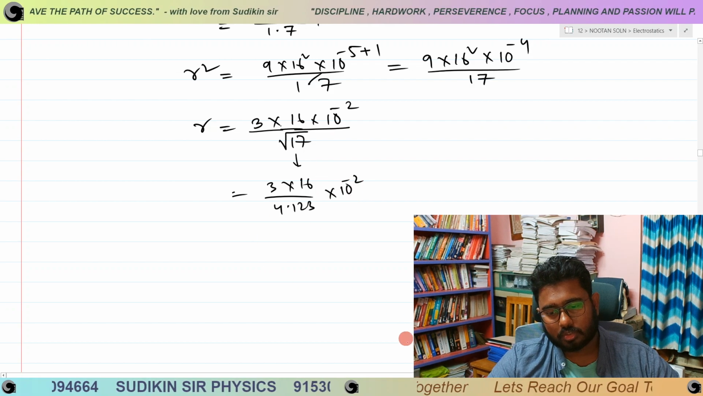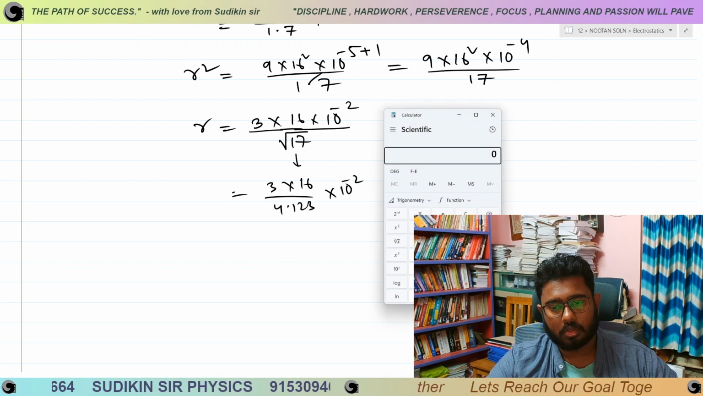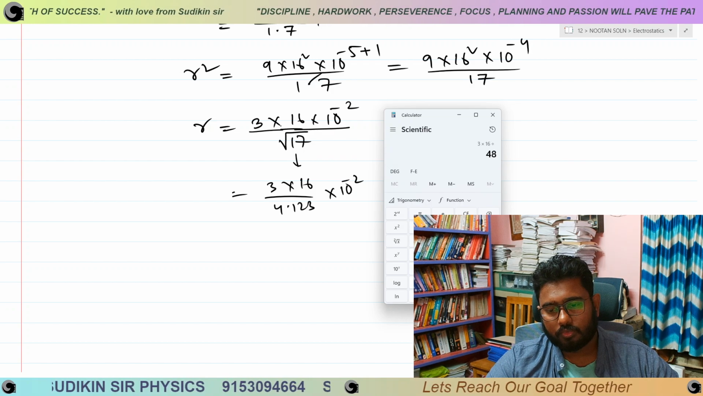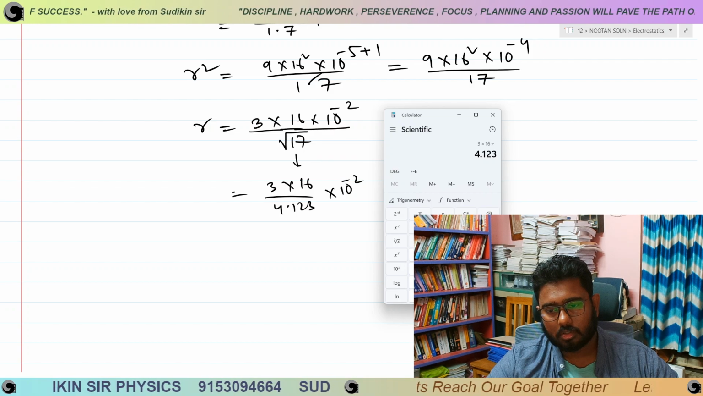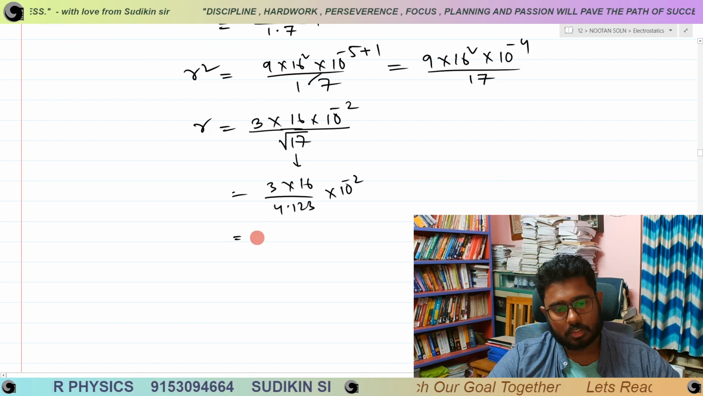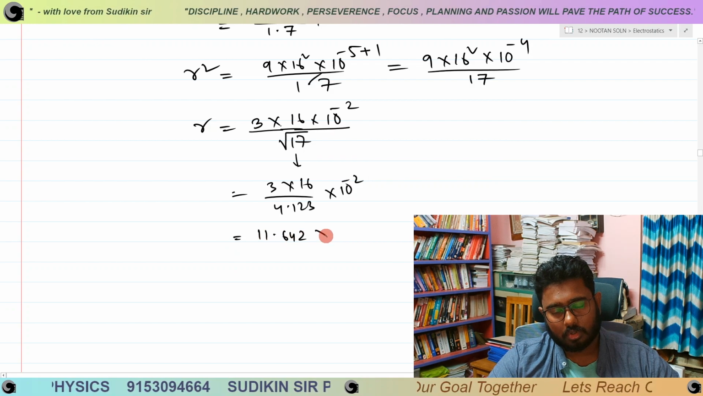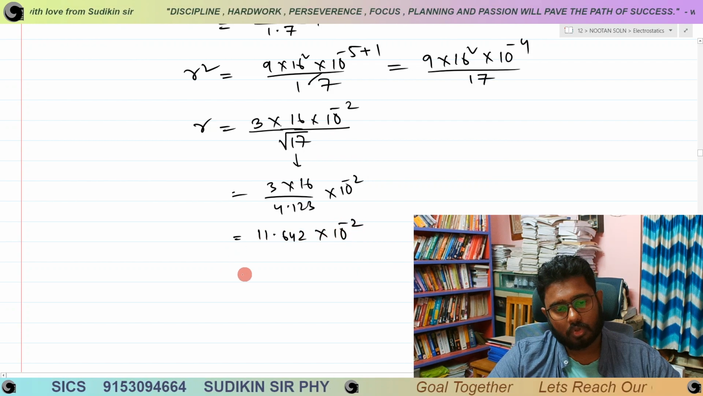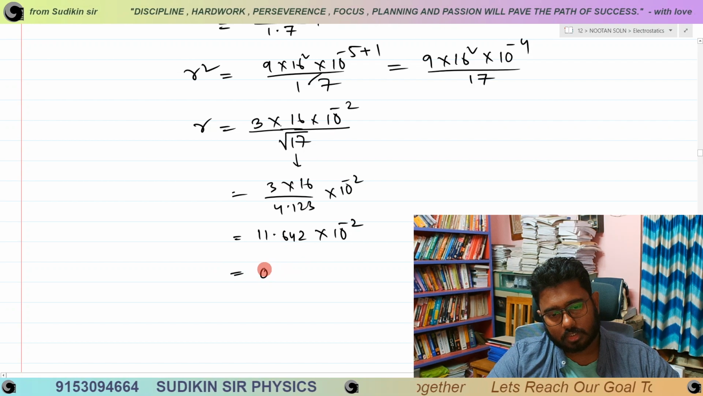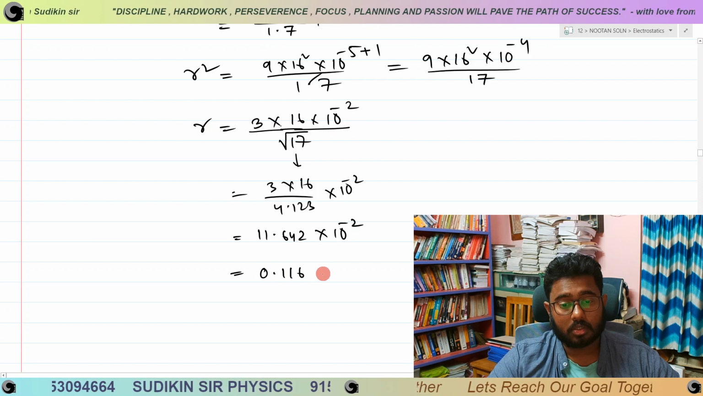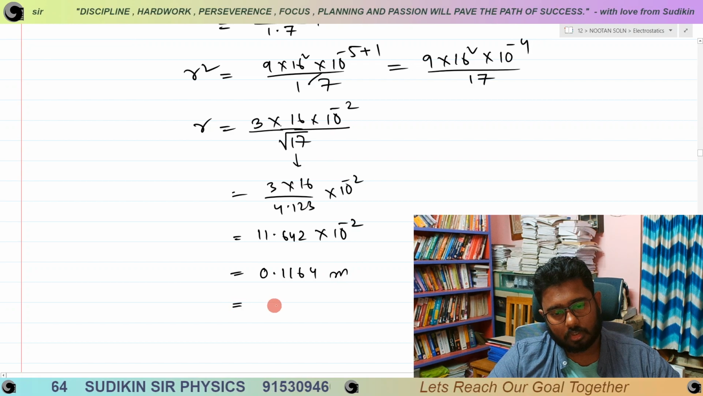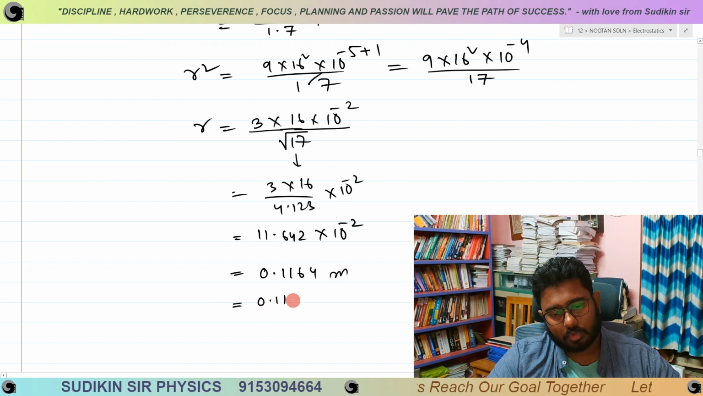Okay, so we are doing this one, so that will be 3 times 16 divided by 4.123, so 11.642. So that is 11.642 into 10 to the power minus 2, or in meter we can write it as 0.1164 meter, or approximately we can write it as 0.116 meter.